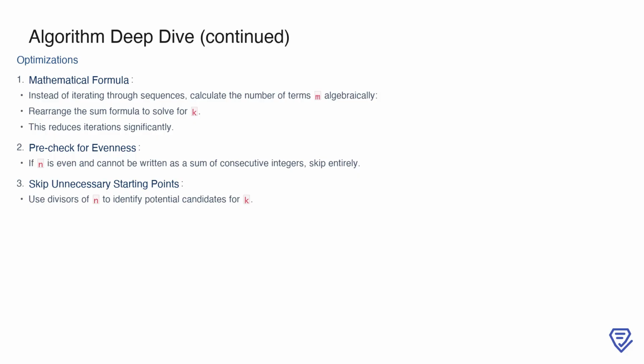Additionally, we can perform a quick pre-check for evenness. Some even numbers cannot be expressed as the sum of consecutive integers, so identifying these cases early allows us to skip unnecessary calculations. Lastly, we can optimize further by only considering divisors of n as potential candidates for k. This dramatically narrows the search space since divisors provide a natural way to partition n into potential sequences.